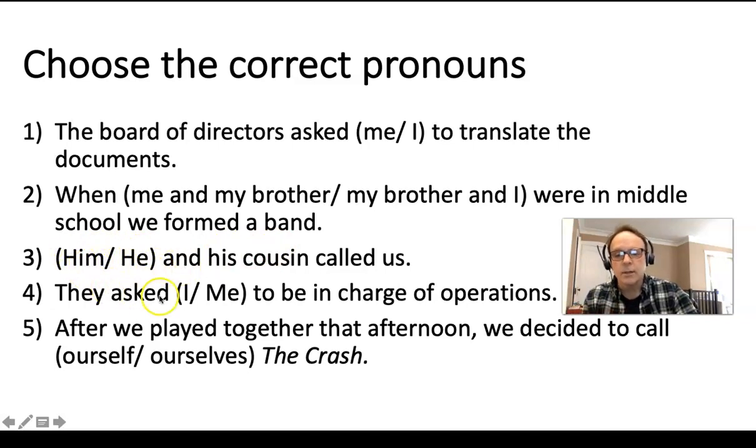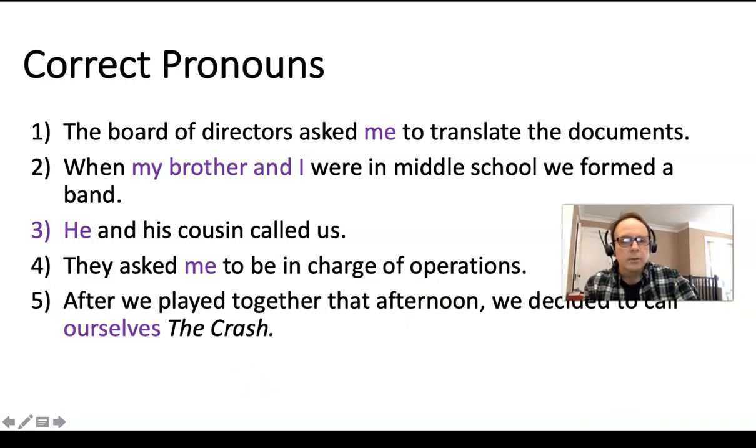So whichever is correct. They asked I or they asked me to be in charge of operations. After we played together that afternoon, we decided to call ourself or ourselves. Was it singular or plural? The Crash. That was the band that they decided to become. So if you want to pause and just circle, or just sort of mark whichever one of these, and then I'll show you the answers.